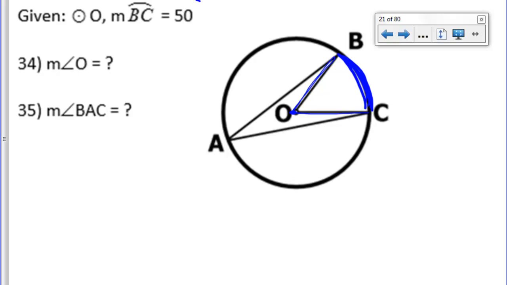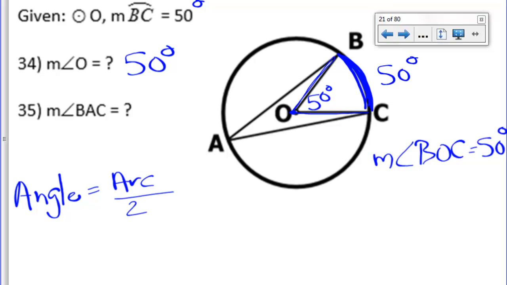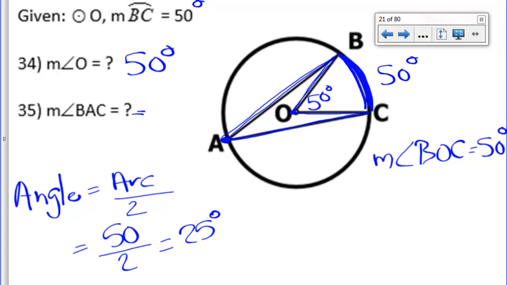So they give us that the measurement of arc BC is 50 degrees. Well, I know that the measurement of angle BOC is also equal to 50 degrees. Okay, now I have to find the measurement of angle BAC. So to find the measurement of angle BAC, we can use this equation. The angle equals the arc divided by 2. And that's because the vertex of the angle is on the circle. So it's going to be half of the arc measurement. So 50 divided by 2 gives us 25 degrees. So the measurement of angle BAC is 25 degrees. And I am done.